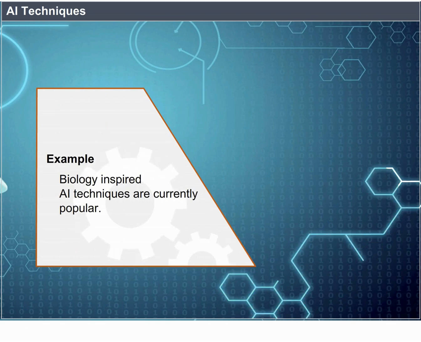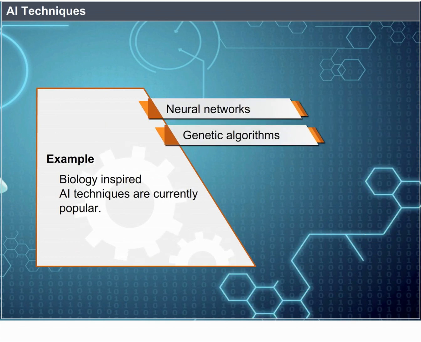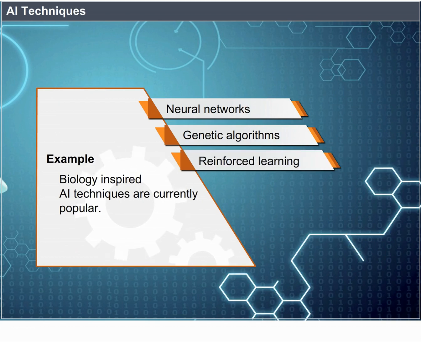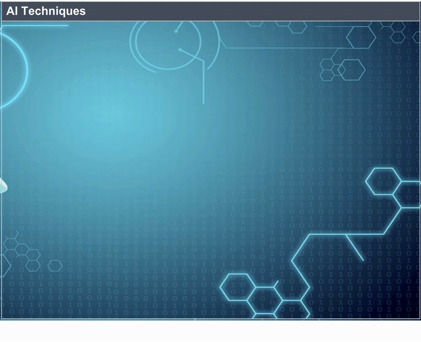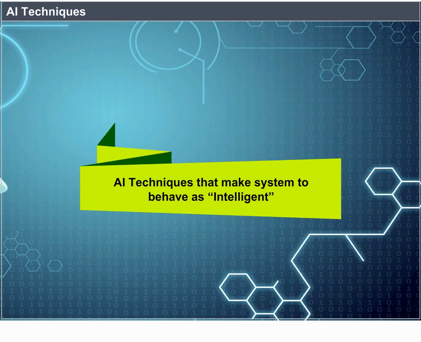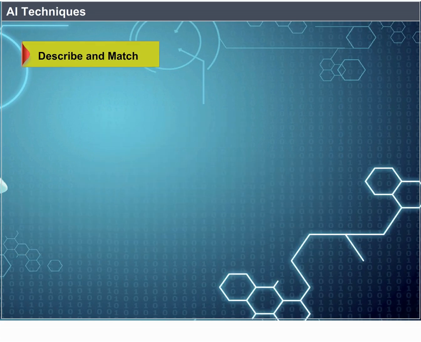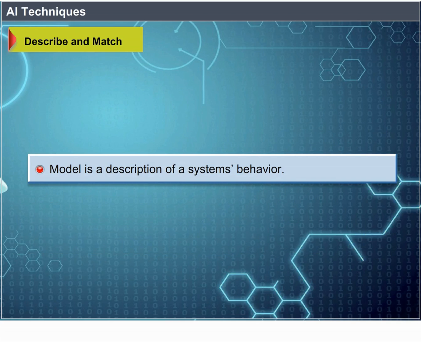Biology-inspired AI techniques are currently popular: neural networks, genetic algorithms, reinforcement learning. AI techniques that make a system behave as intelligent. Describe and match. A model is a description of a system's behavior.